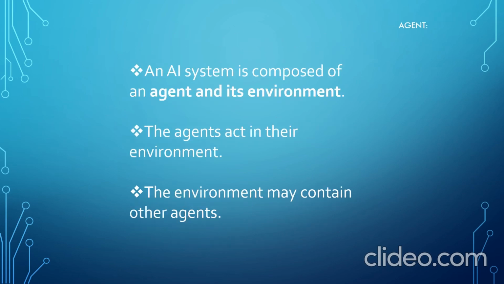An AI system is composed of an agent and its environment. That means every system in artificial intelligence consists of an agent and its environment. The agents act in their environment. That means the agent will work only on its own environment. The environment may contain other agents. This means the environment may have one or more agents, but an agent cannot have more than one environment.